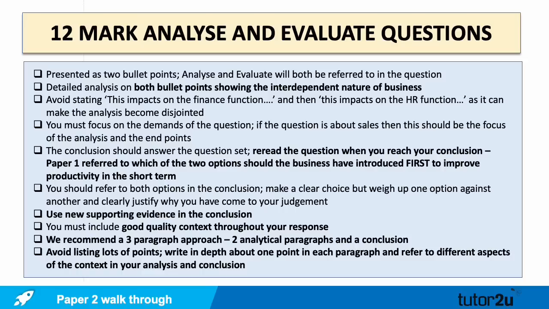So you could have just a for argument for the first bullet point, a for argument for the second bullet point. Then in your conclusion, you choose whatever the question is asking you to do. So in terms of this question we've seen for paper 1, which of the 2 bullets should they introduce first? You explain with new evidence. So you've got some evidence there because you haven't used all your evidence earlier in your analytical paragraphs because you've avoided listing lots of points.